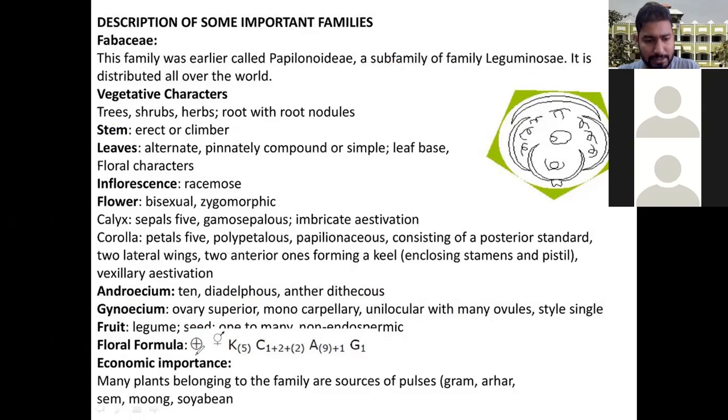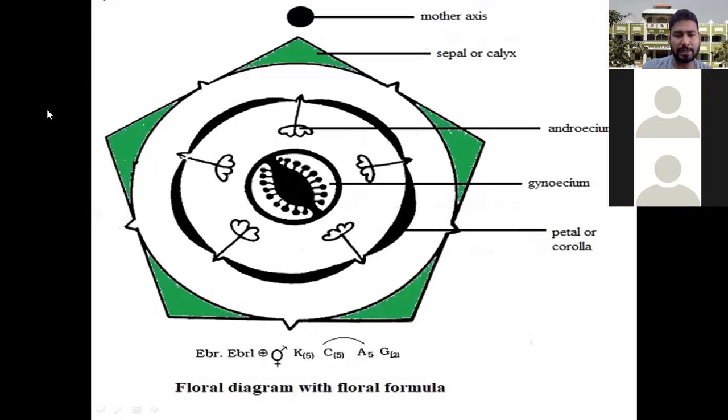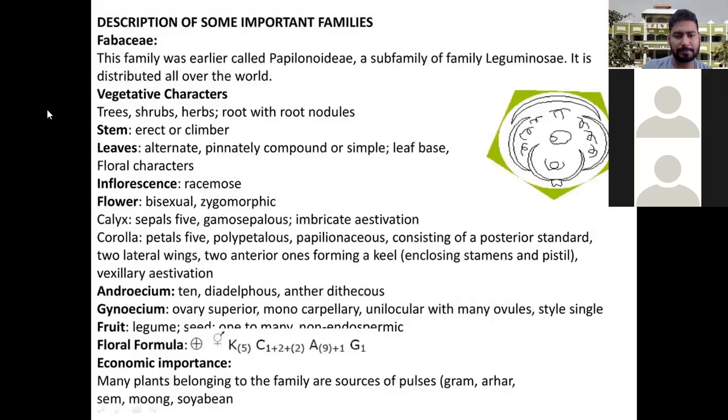Floral formula is very important. So the floral formula should be written here as percentile, not like that. Okay, and the flower is bisexual. Calyx is 5, and gamosepalous in condition. Corolla, vexillary aestivation: 1 standard, 2 lateral wings and 2 anterior keels, and these are united.